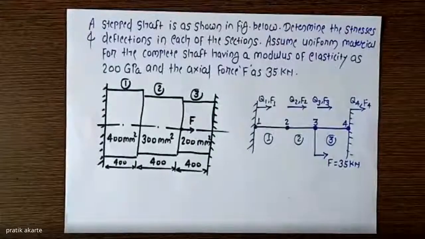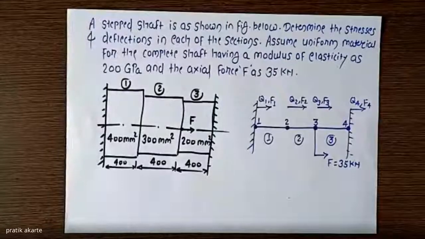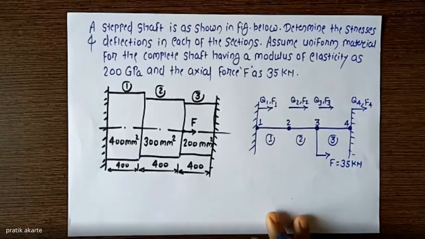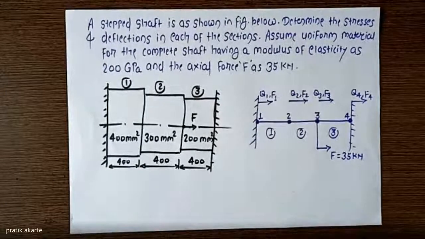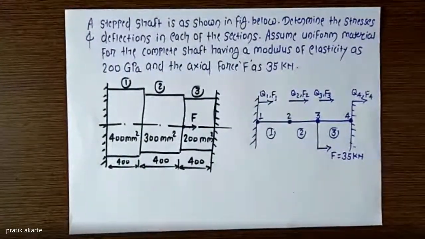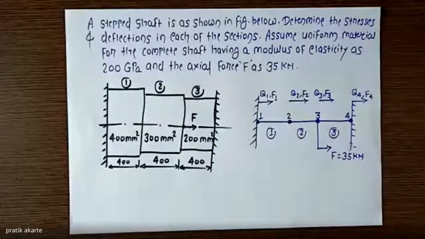Okay. Let us start today's session. We left off with one problem which is new of its kind. Let us solve this problem in today's session. I read once again. A stepped shaft is as shown in the figure below. We have to determine the stresses and deflection in each of the sections. We have to assume uniform material for the complete shaft, having a modulus of elasticity as 200 gigapascal and axial force F as 35 kilonewton.